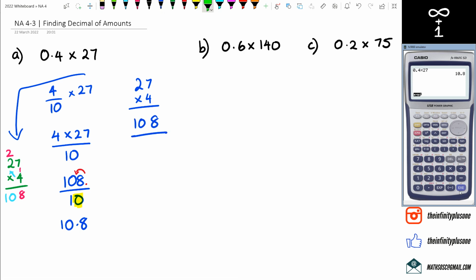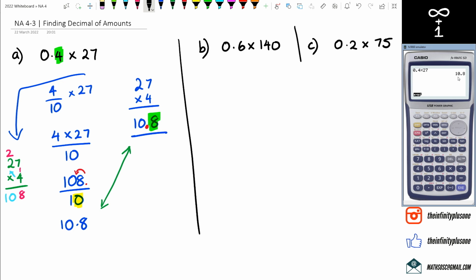But then, because in our original question we've got one number after the decimal point, in our final answer we're going to have one number after the decimal point as well. So in this case, the decimal point is going to end up in here. And you'll notice both of these answers are 10.8, and it's also the same with the graphics calculator. So there are lots of different ways of doing this. Find the method that works for you and then stick with it.